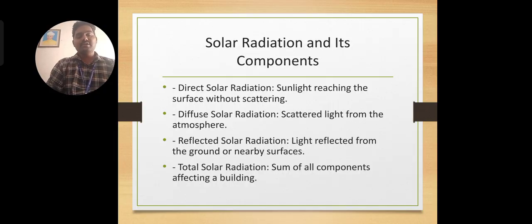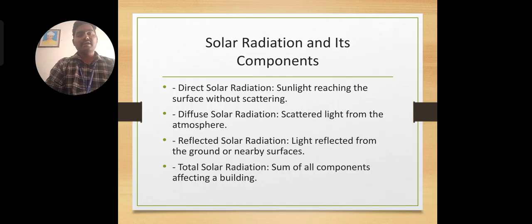If you see the first one, that energy impacts and acts directly on the buildings. Then diffused solar radiation is nothing but radiation that is scattered, maybe when clouds are there between the sun and the building. Maybe the clouds are there, that means diffused solar radiation is going to act on it. And reflected solar radiation means that after the sun's energy reaches other materials, it is reflected and reaches the buildings again.